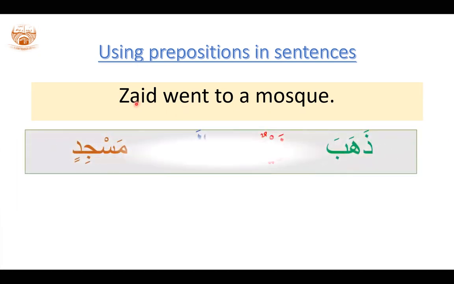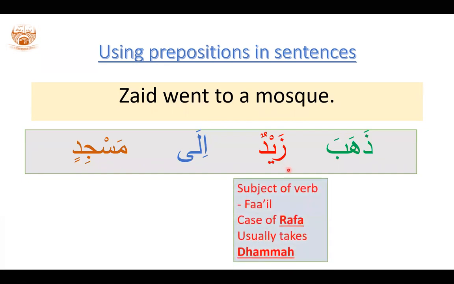We started to think along those lines. So we have here, Zaid went to a mosque. What is the verb? Zahaba. Who is the subject? Zaid. We need to identify who is the subject first. Who went? Zaid. So Zaid is the subject, in the case of rafa. And the fa'il, which is the subject of a verb, usually takes dhamma. Okay, rafa by dhamma.